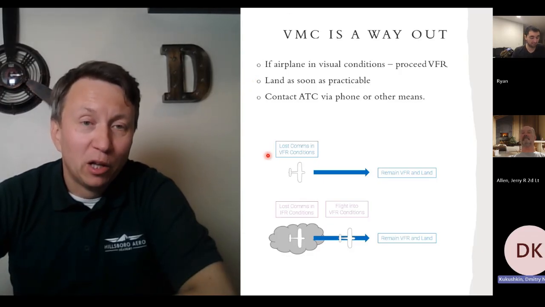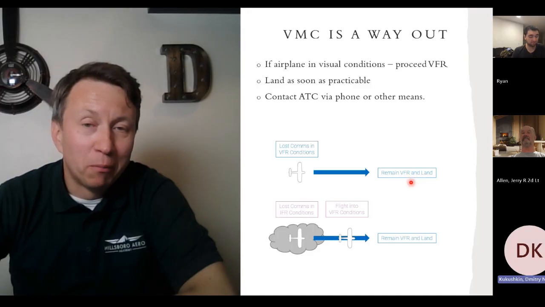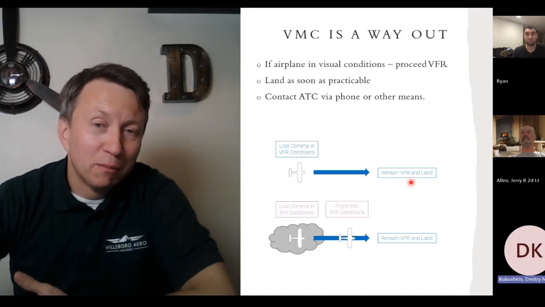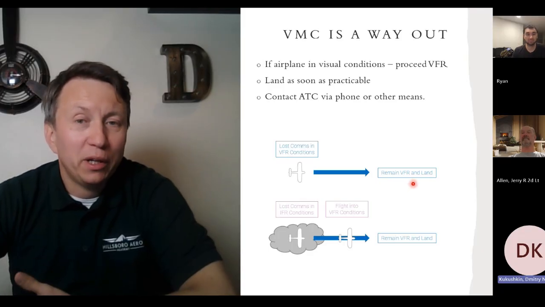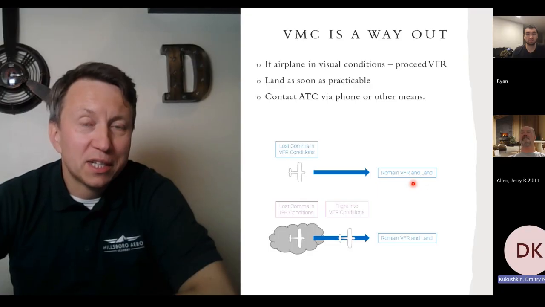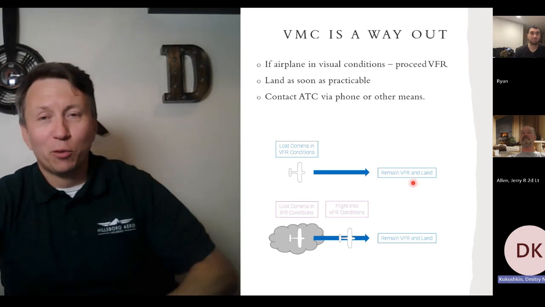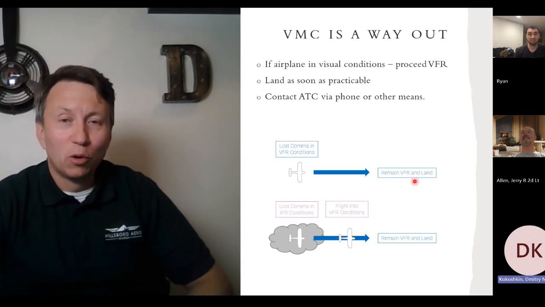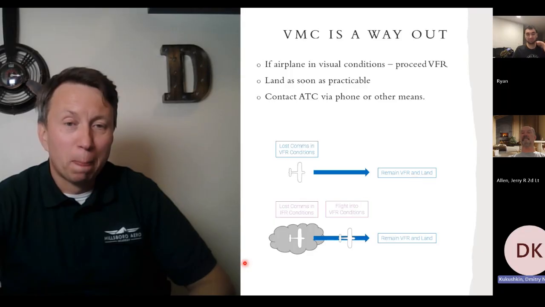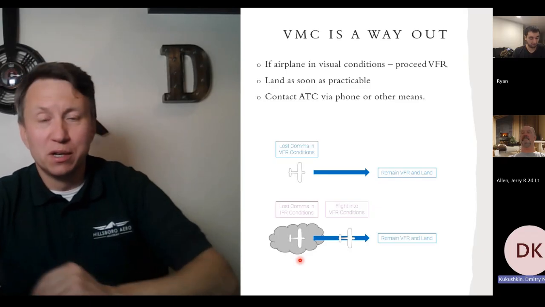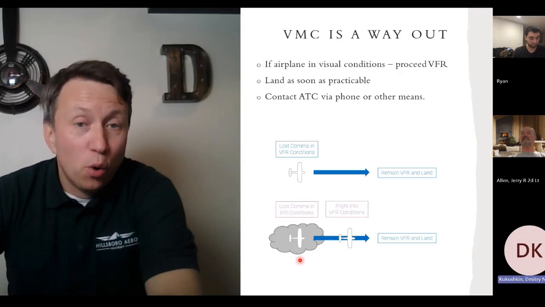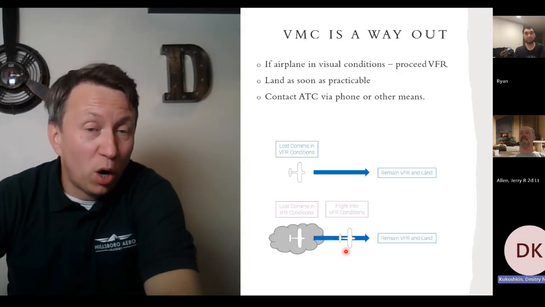So lost comms in VFR, remain VFR. Obviously, squawking 7600 still is a good idea. You land where practicable, you call the nearest tower on a cell phone, let them know, hey, I'm on the ground, safe in one piece, radio is dead, close my flight plan. That is required. But a whole different situation is if you lose comms in the IMC conditions, in instrument flight rules conditions.